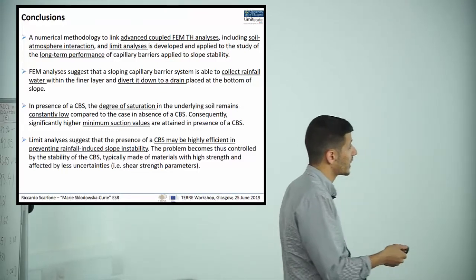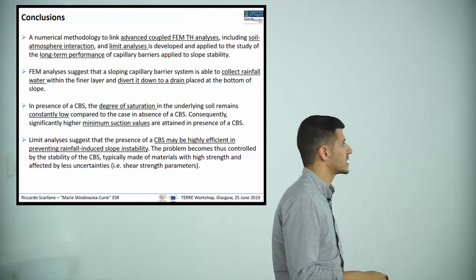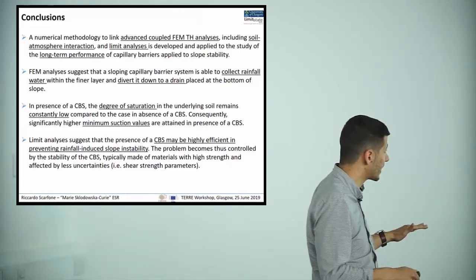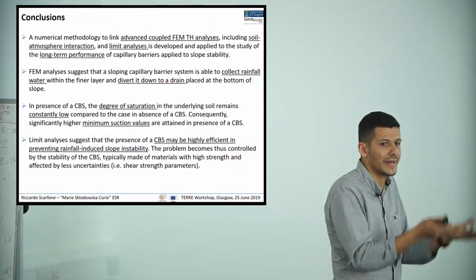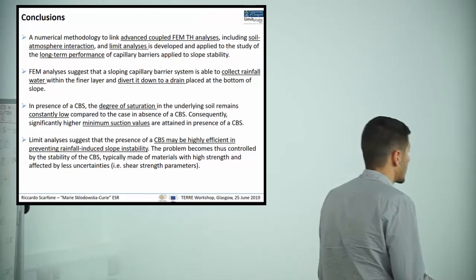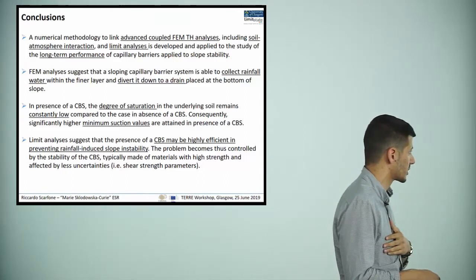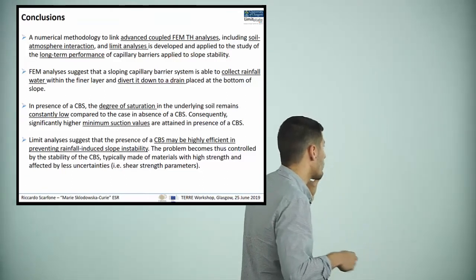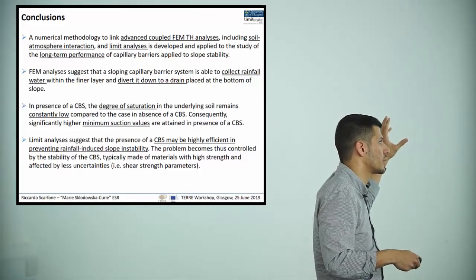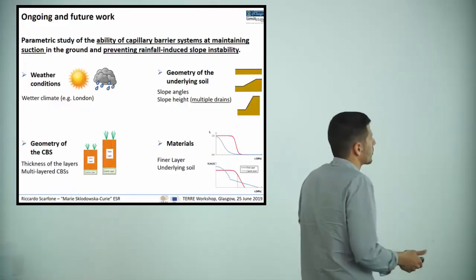In presence of the barrier, the degree of saturation in the underlying soil remains constantly low compared to the case in absence of the barrier, and the consequence is that the minimum suction values that we obtain with the presence of the barrier are increased compared to the case without the barrier. Finally, the limit analysis suggests that the presence of the barrier may be highly efficient in preventing rainfall-induced slope instability for the case we studied, and the problem becomes controlled by the stability of the barrier itself, but this is typically made of material with higher strength, so higher friction angle, for example.